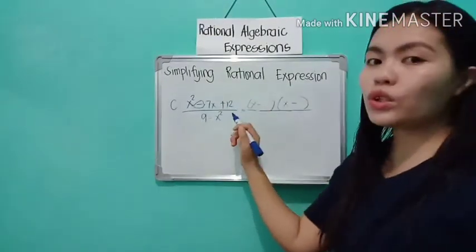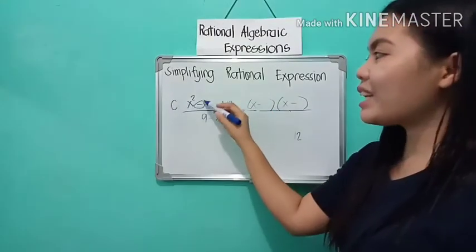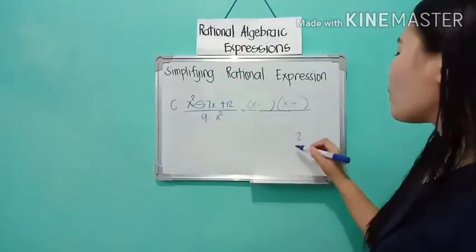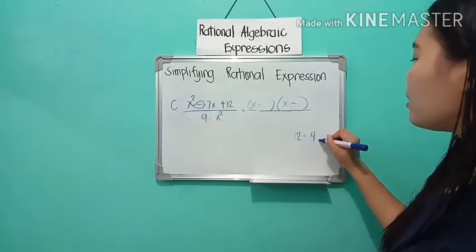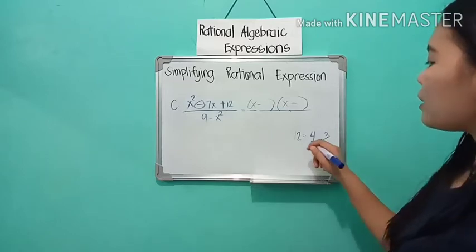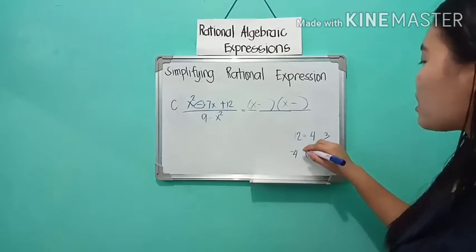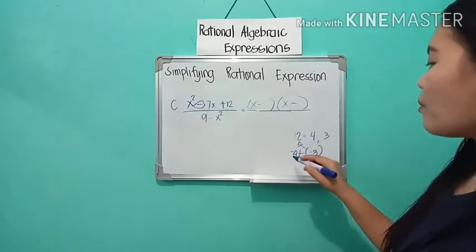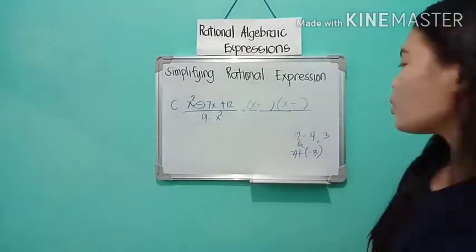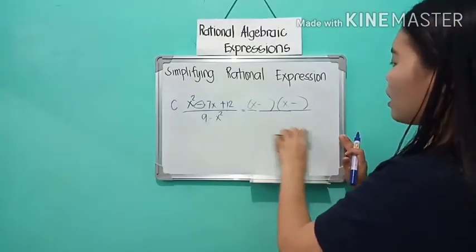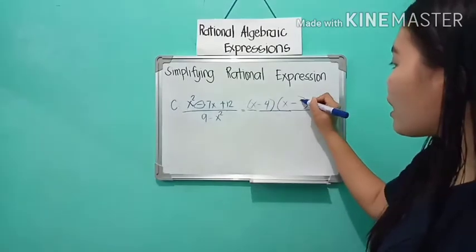Alright, so let's factor the last term. We will look for the factors of 12 which, if we add them, give us negative 7. Let's say the factors are 4 and 3. If we multiply negative 4 and negative 3, it will give you positive 12. If we add them, negative 4 plus negative 3 is equal to negative 7. So the second term in our factors is negative 4 and negative 3.